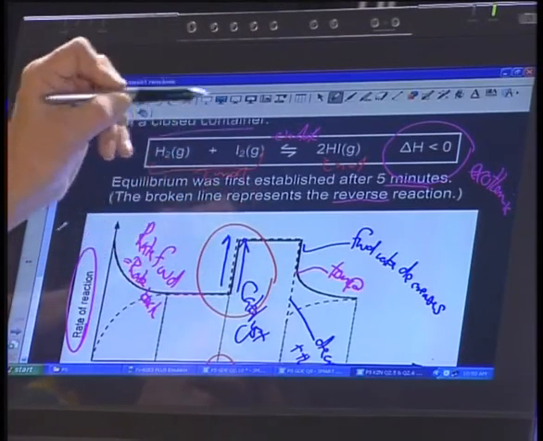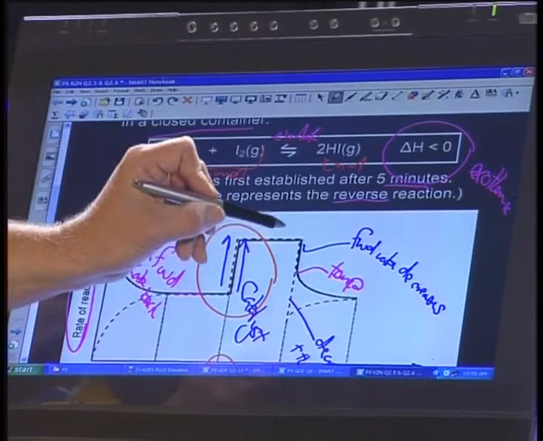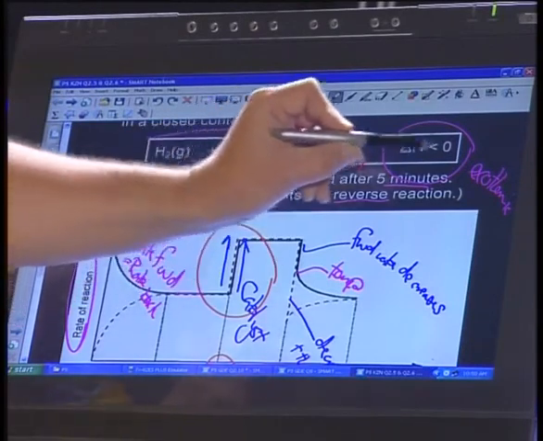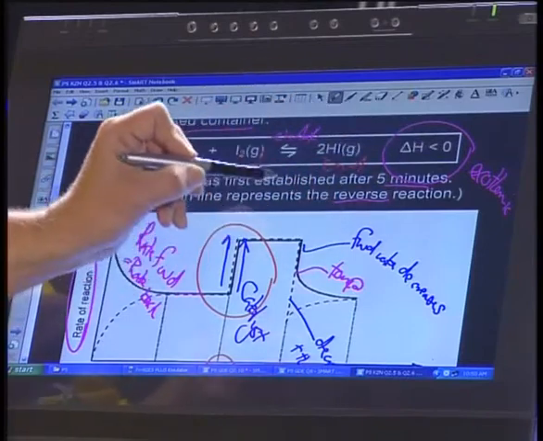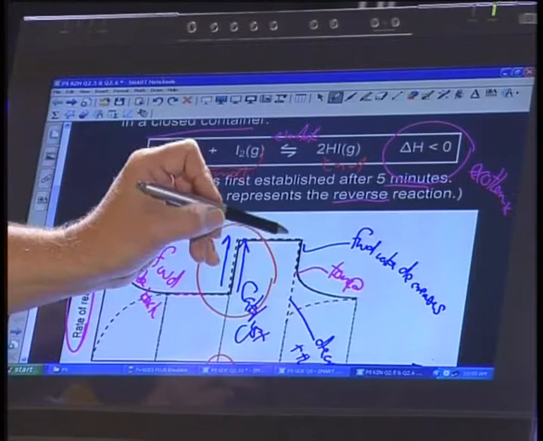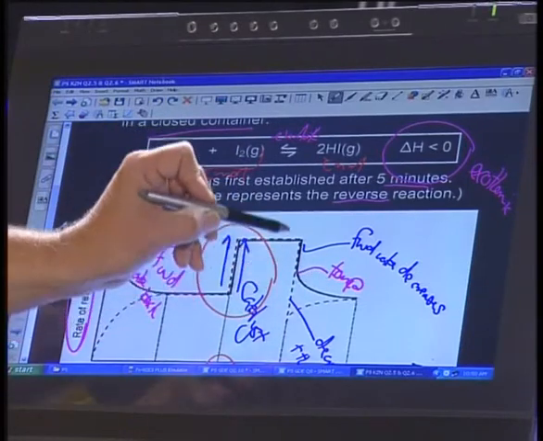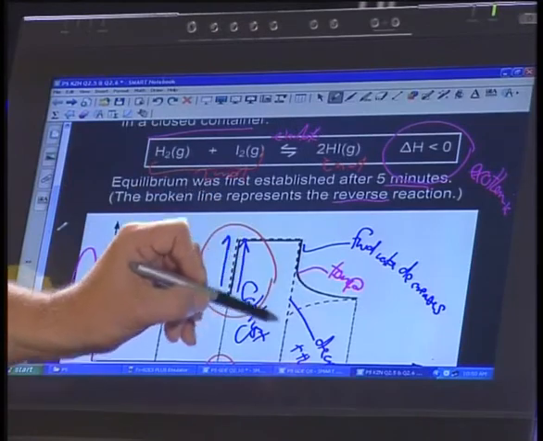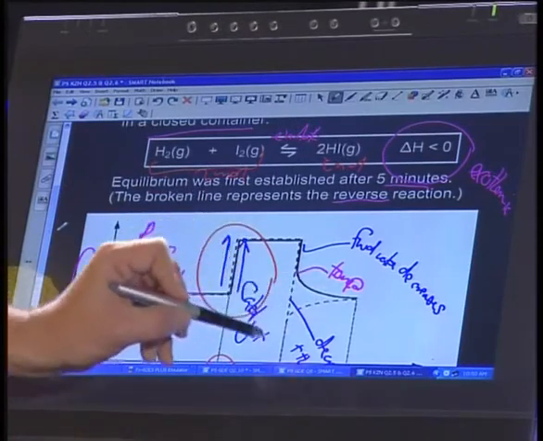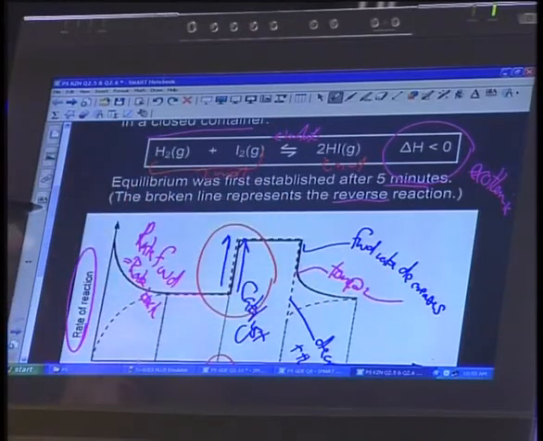And that makes sense in the sense that if we're decreasing, then what we would expect here, this being exothermic, is that we're going to cool it down. We should actually change the rate to a certain extent. This rate is still higher than the reverse one. So it looks to me like this is a temperature change.